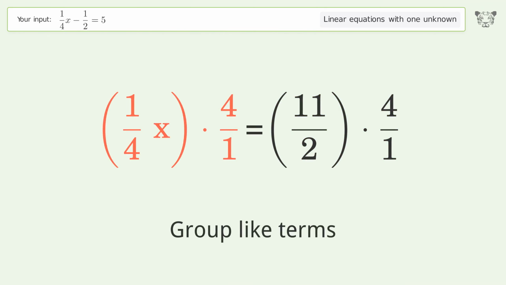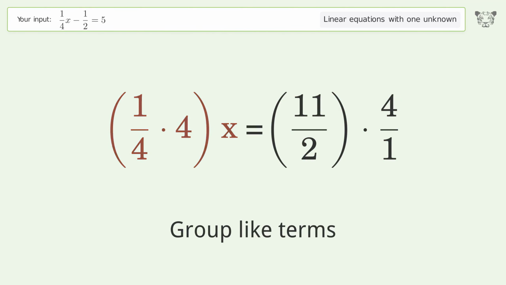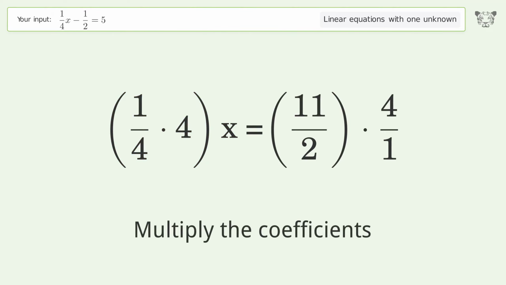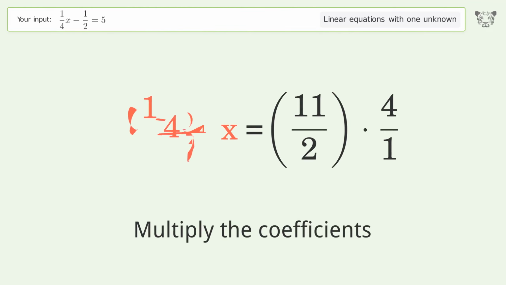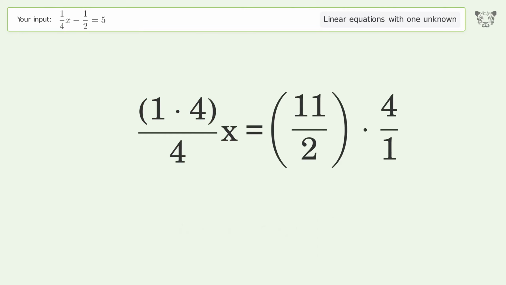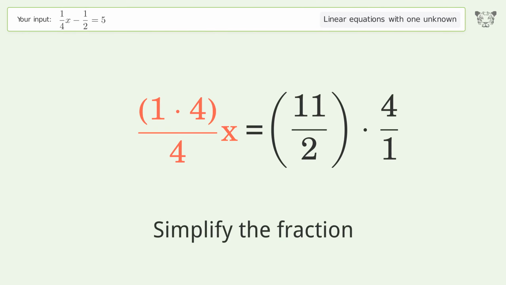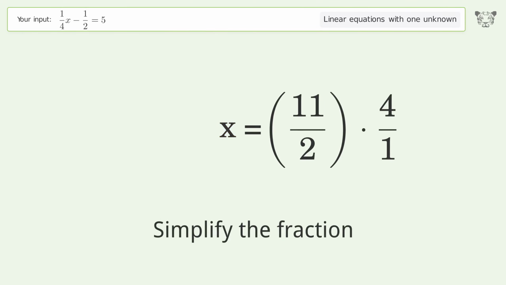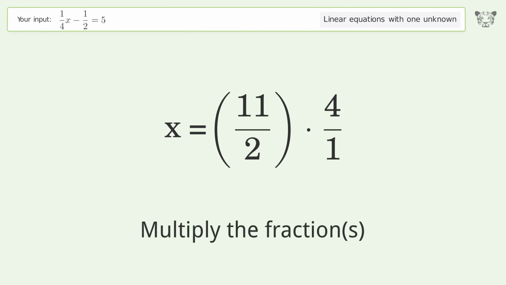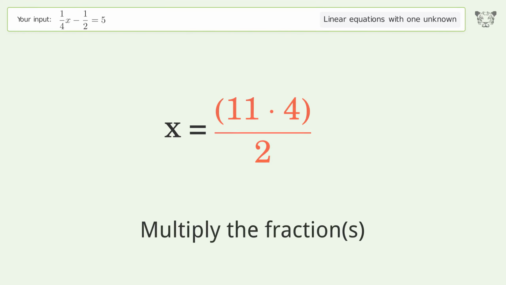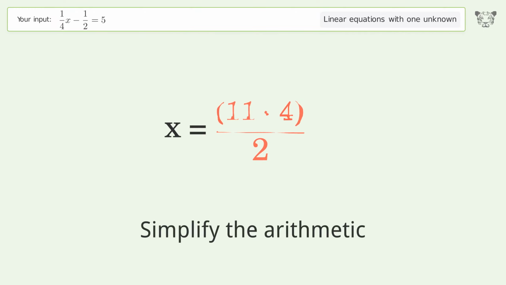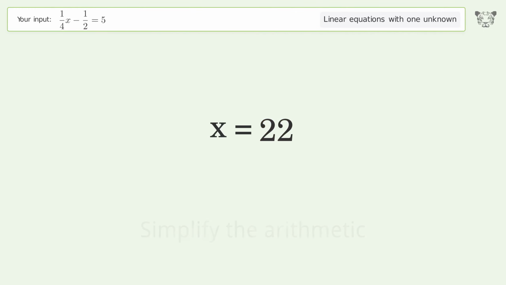Group like terms. Multiply the coefficients. Simplify the fraction. Multiply the fractions. Simplify the arithmetic. And so the final result is x equals 22.